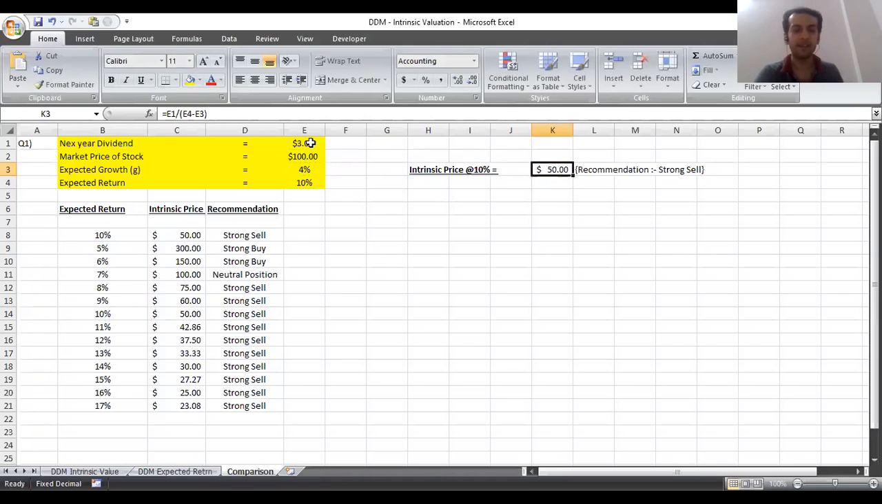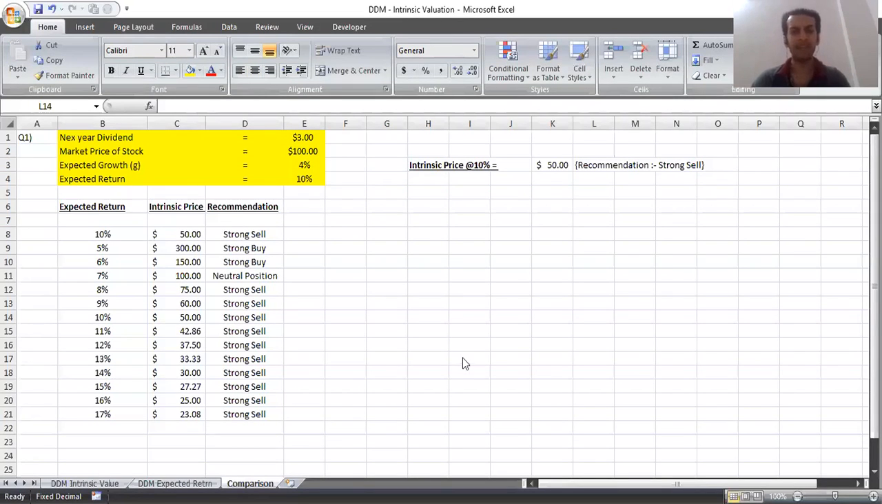I get the answer as $50. So my dear friends, if we are expecting a return of 10%, then the intrinsic value of the stock at the expected return of 10% should be $50. I repeat once again: if you are expecting a return of 10% on a particular stock, then the intrinsic price of that stock would be $50.